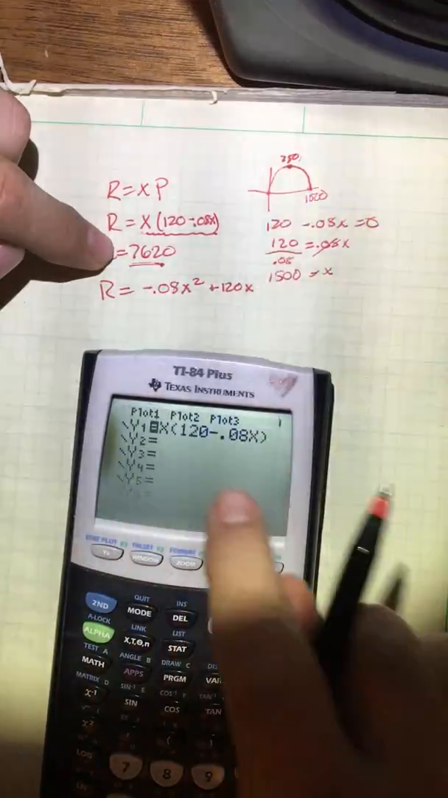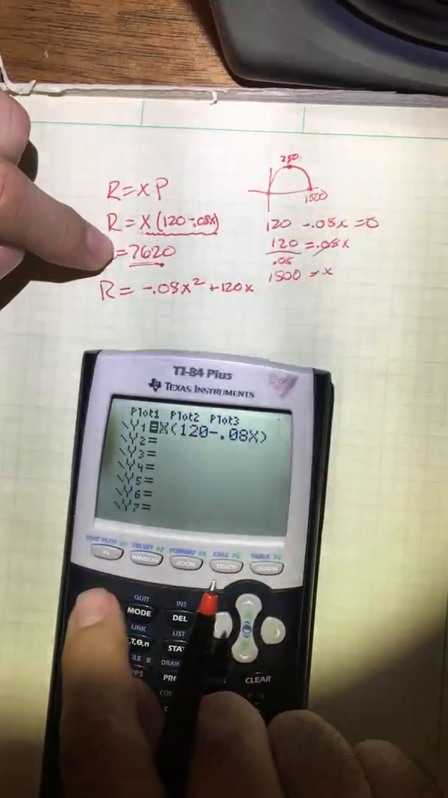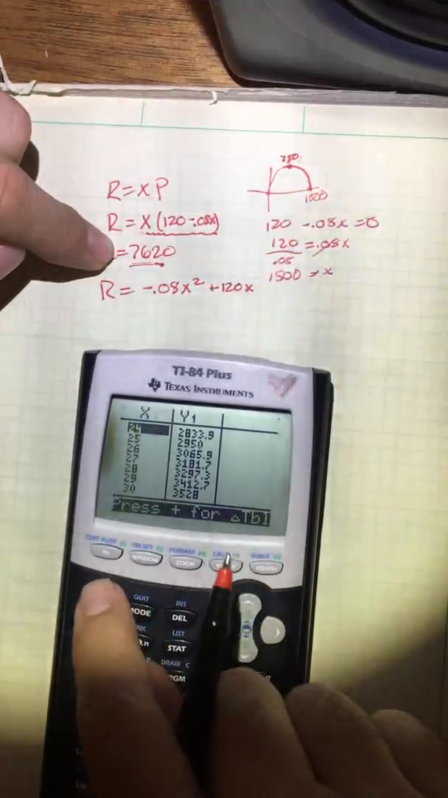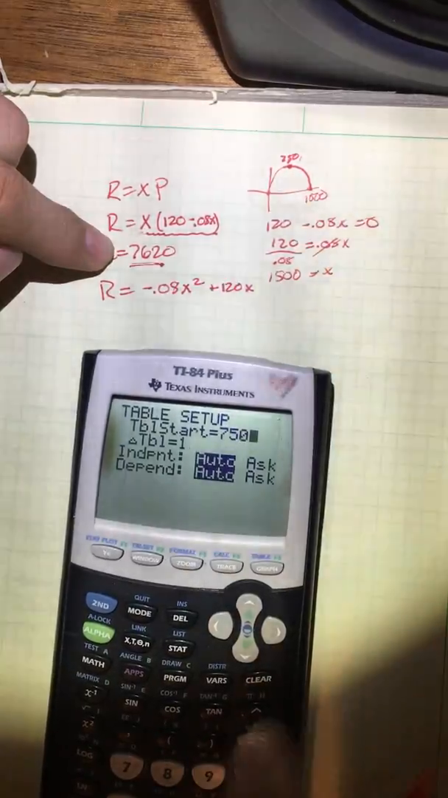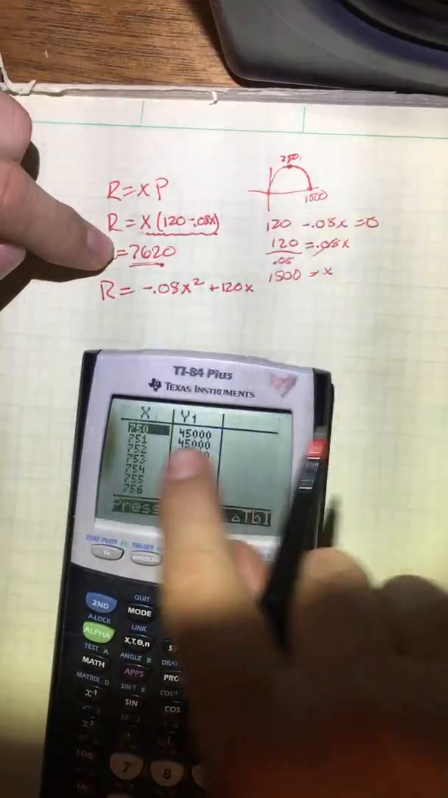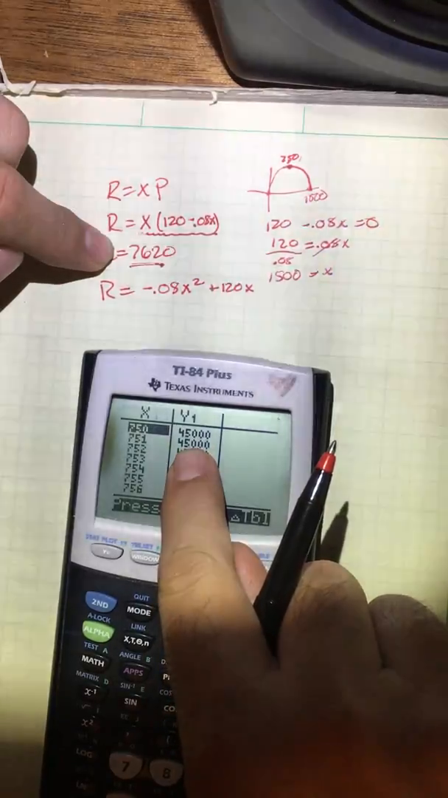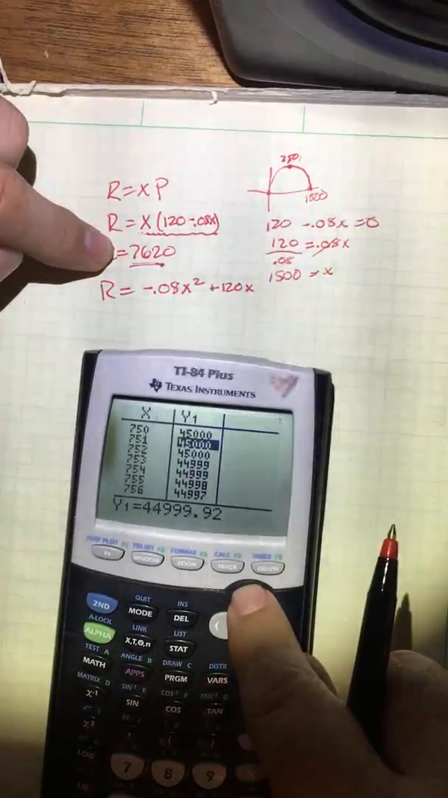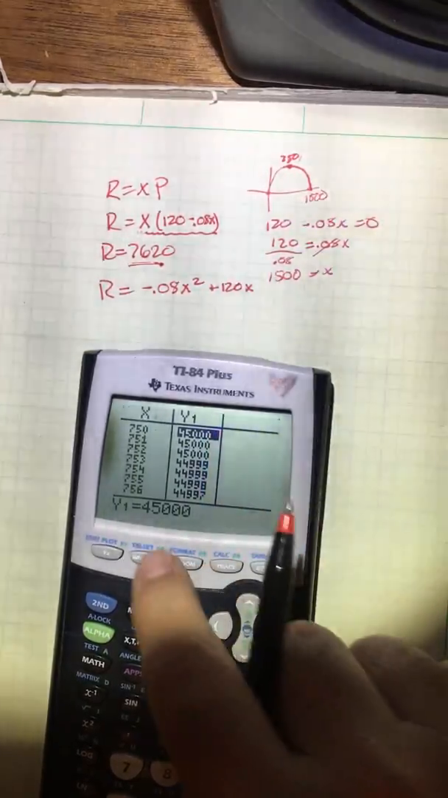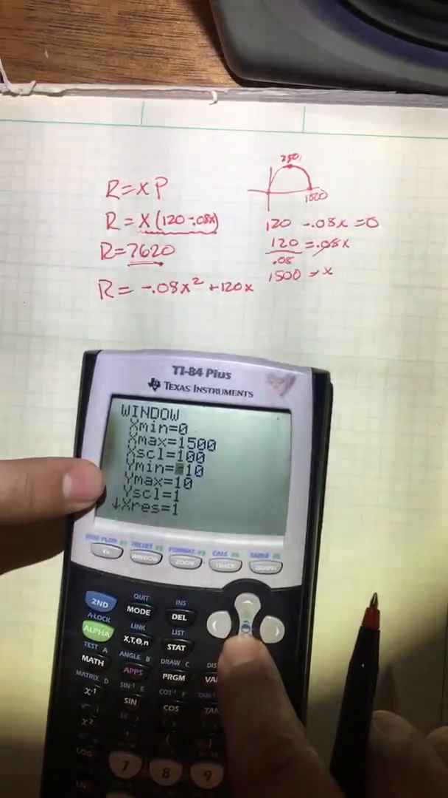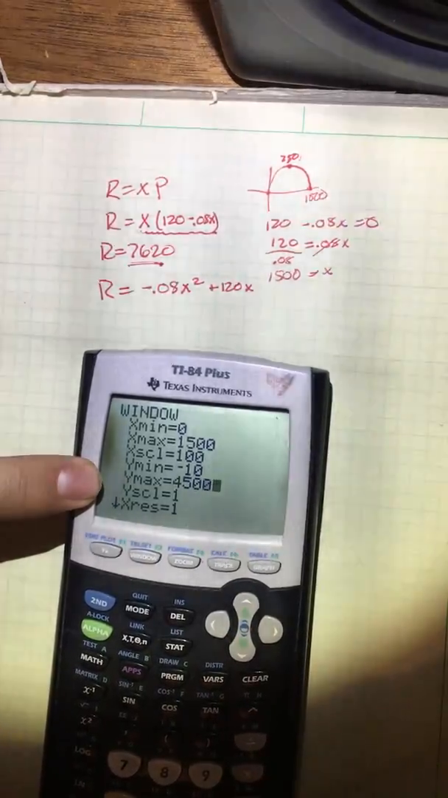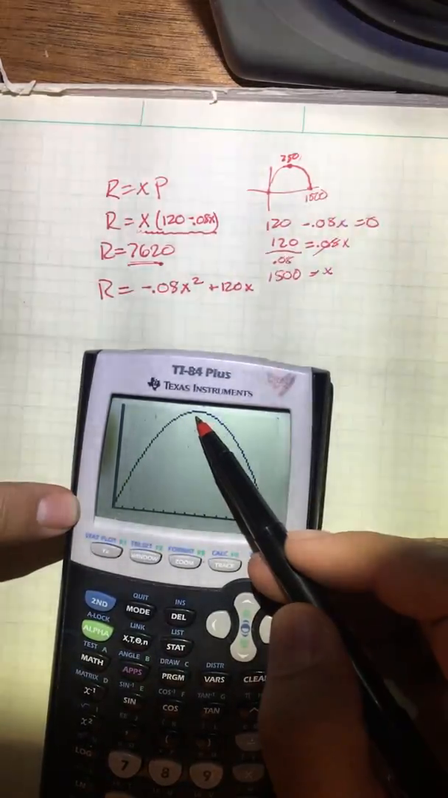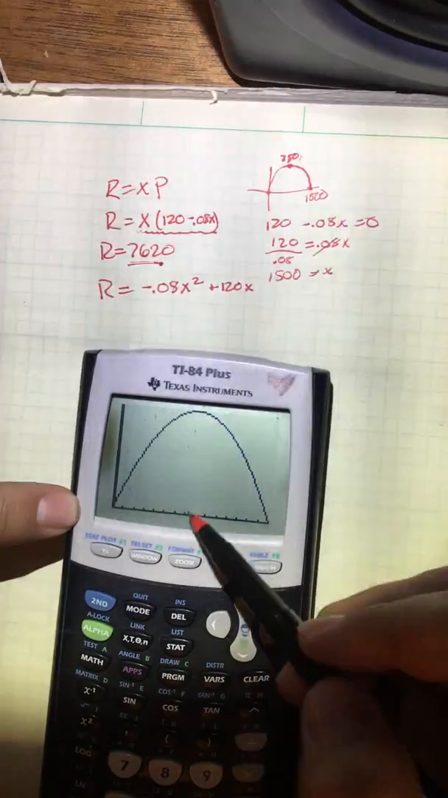I can just go back here. There's my equation, and I can just plug in 750. So I'll go second table set, plug in the 750, and then go back to the table. At 750, I'm all the way up to $45,000. So that's the maximum that this is going to produce. That's my maximum revenue. So when I look at the window, I know that my Y maximum is going to go all the way up to 45,000. And there's the graph.